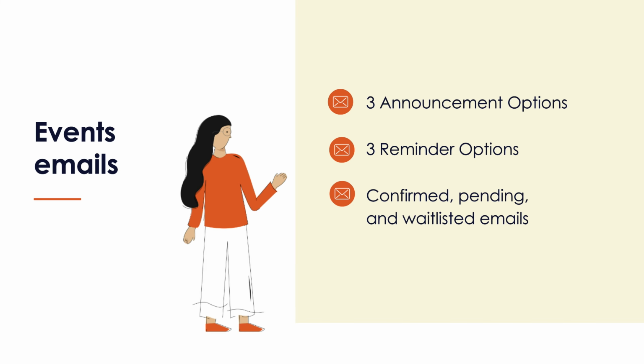We'll also talk a little bit about event emails, because this is obviously how you're going to notify your member base and non-member base about what's coming up. You can send up to 3 announcement emails, which go to those who haven't registered yet, and 3 reminder emails, which go to those who have registered, and therefore could contain some more specific information about the event. And we also have automated emails that go out to those who have confirmed their registration, i.e. paid for it, or just hit confirm if it's a free event.